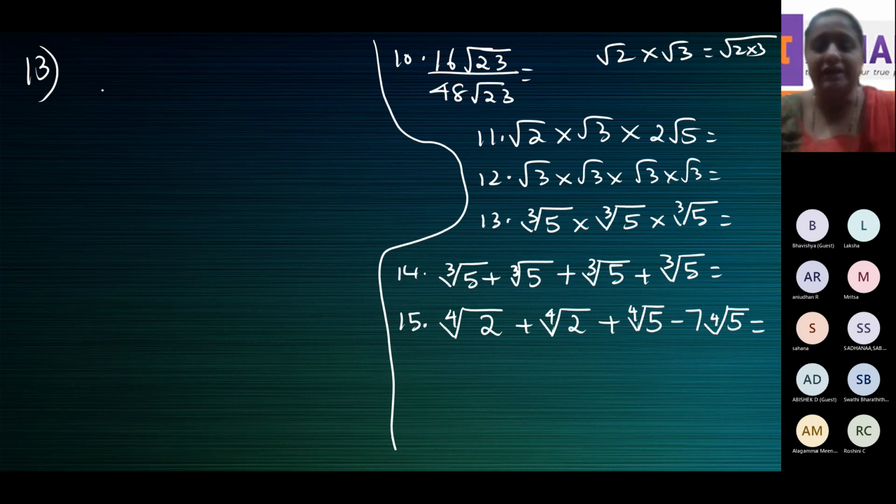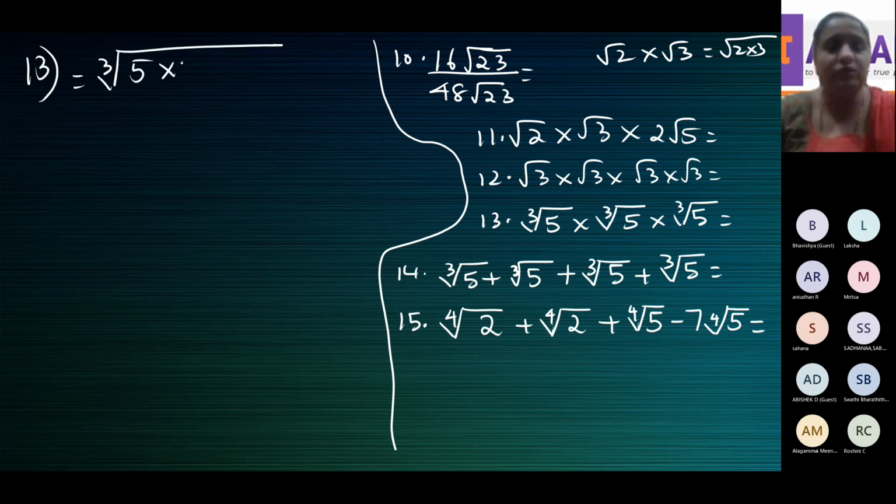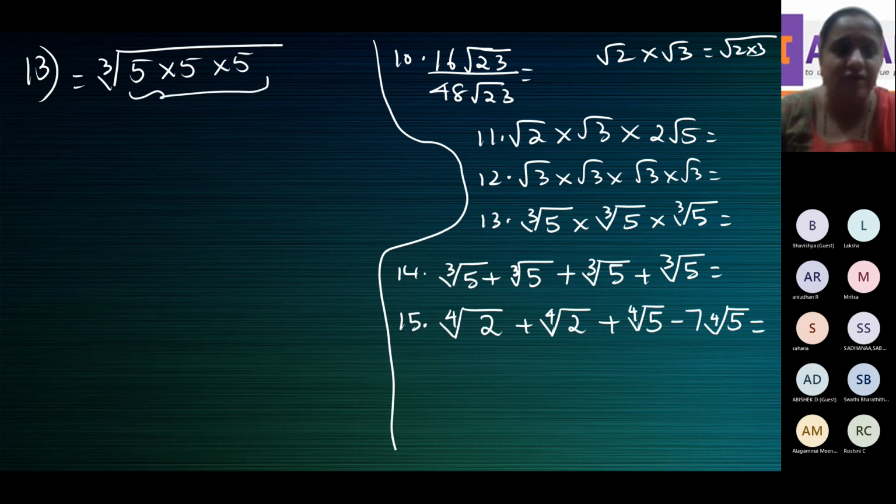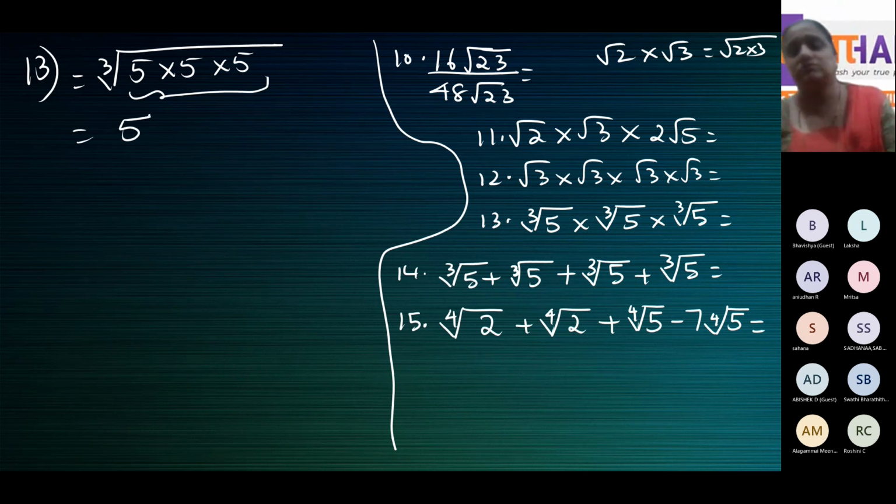So cube root of 5 into cube root of 5 into cube root of 5 is cube root of 5 into 5 into 5. So under the cube root, when you have 3 equal factors, 1 comes out. So the answer is 5. Well tried, Sahana.